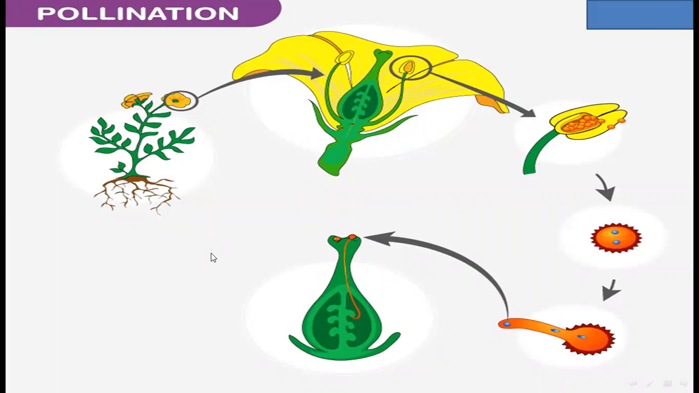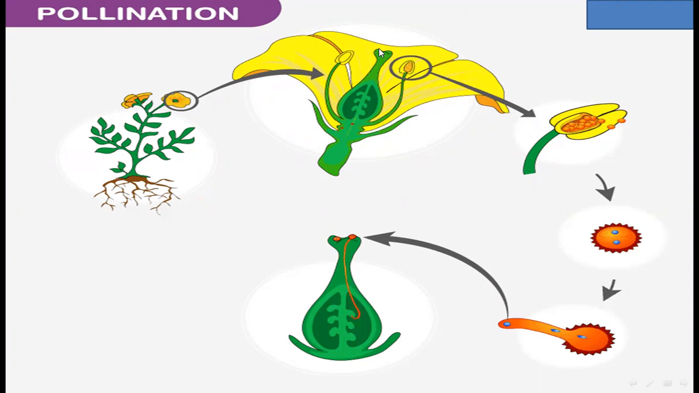Pollination. In pollination, there is the transfer of pollen grain from anther to stigma. This is the female part of a flower. This is the male part of a flower. The transfer of pollen grain from anther to stigma is called pollination. Here they show you the transfer of pollen grain from anther to stigma.